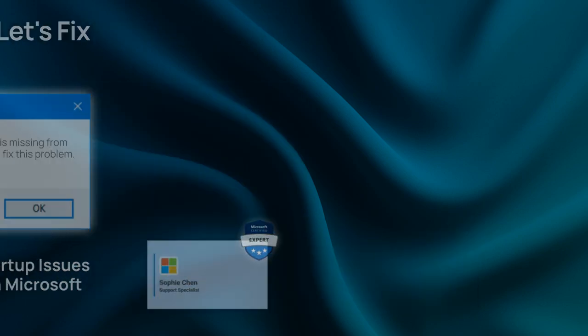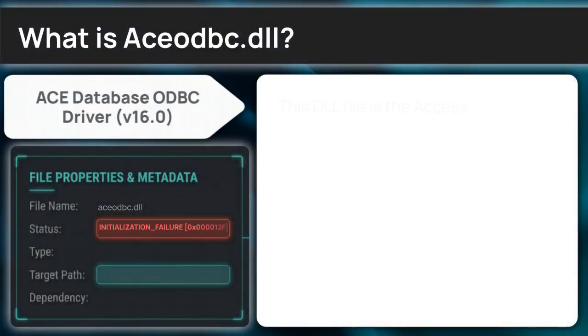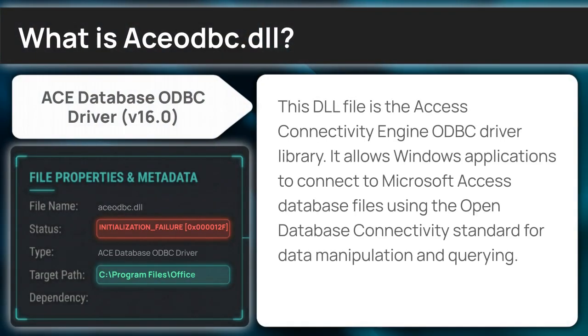This DLL file is the Access Connectivity Engine ODBC driver library. It allows Windows applications to connect to Microsoft Access database files using the Open Database Connectivity standard for data manipulation and querying. Now that you have the context, let's move into the repair process with a fresh installation.